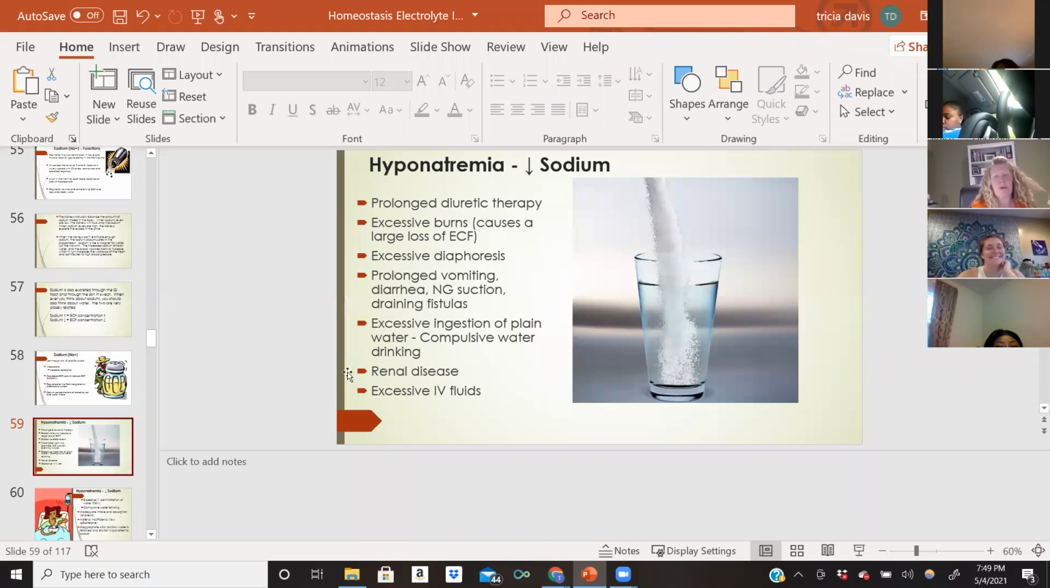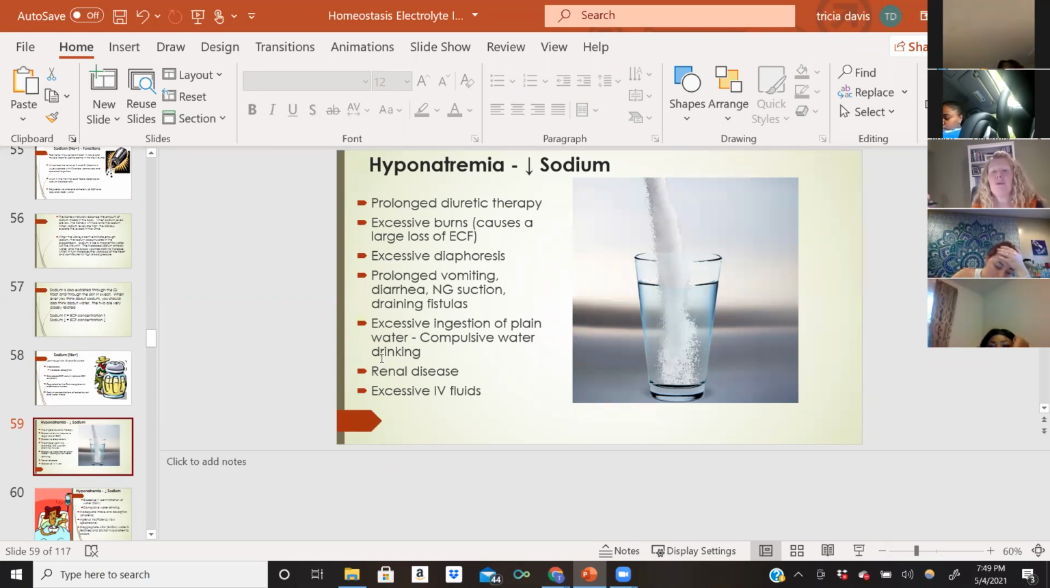So hyponatremia is a decrease in sodium. We can cause hyponatremia because patients have prolonged diuretic therapy. So they have a lot of fluid. We're diuresing them every day, giving them a diuretic to help pull that fluid off while we're pulling all the electrolytes out.